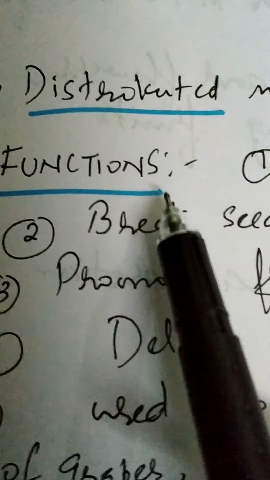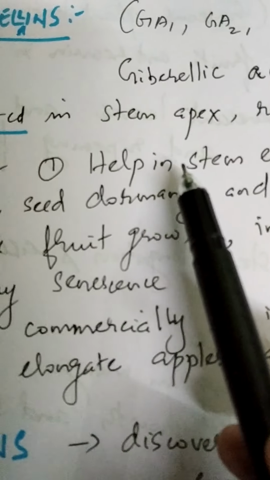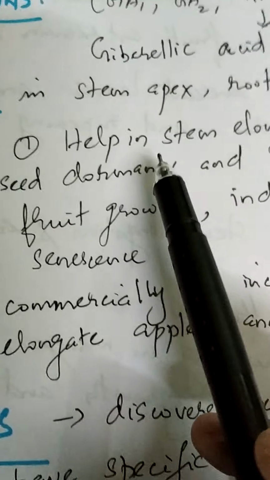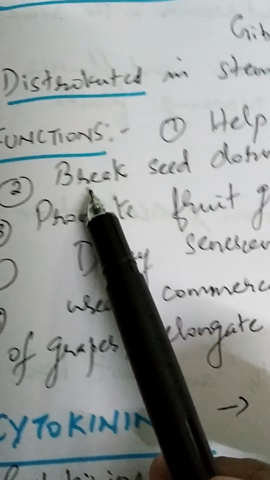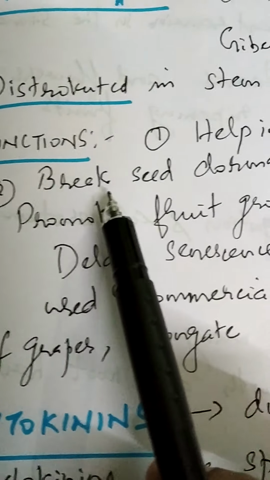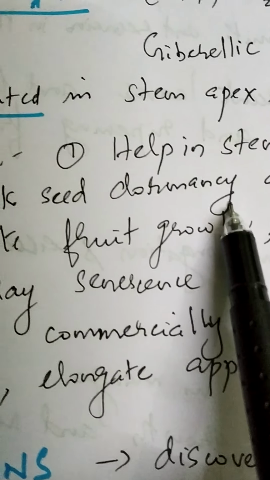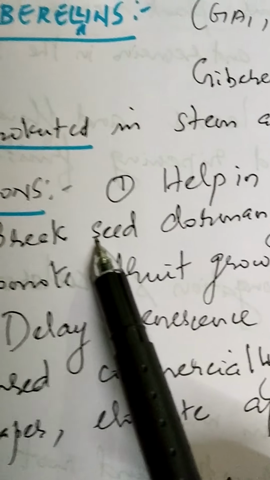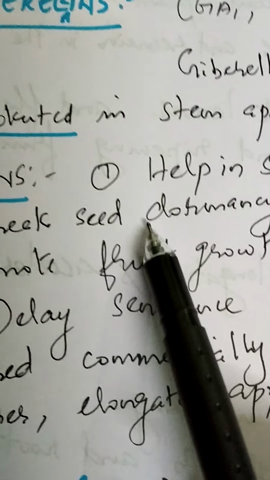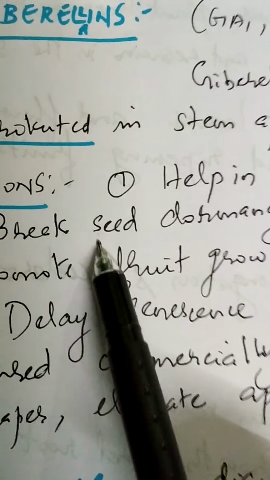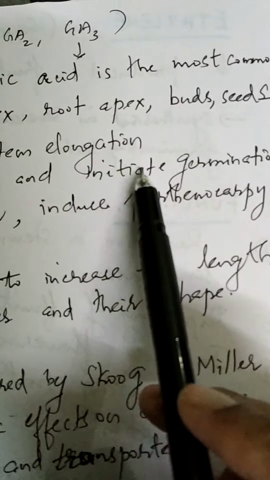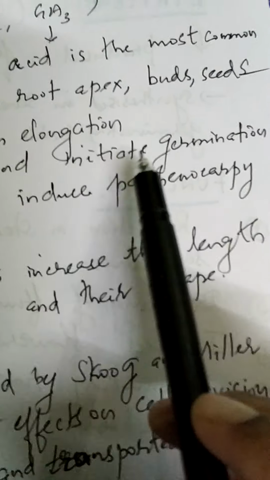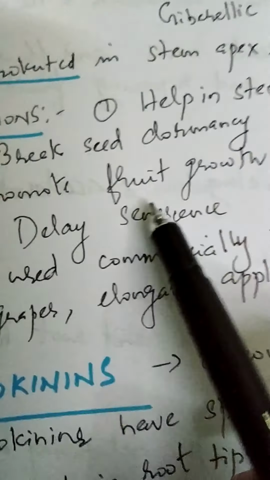Now moving on to the functions of gibberellins. They help in stem elongation, that is lengthening of the stem is done with the help of gibberellins. Second function, break the seed dormancy. That means by breaking the dormancy of the seeds, they bring about the germination of the seeds. So break seed dormancy and initiate germination. So gibberellins have a role in the germination of seeds.